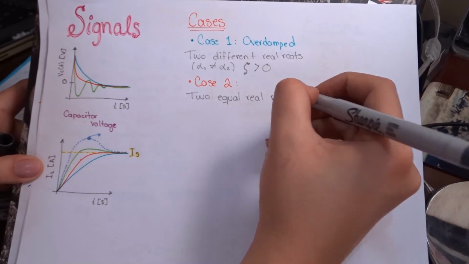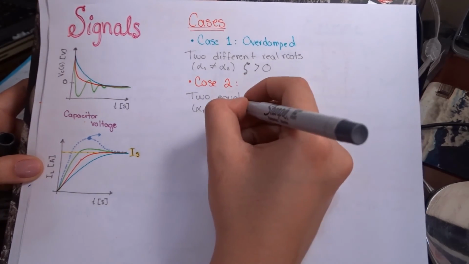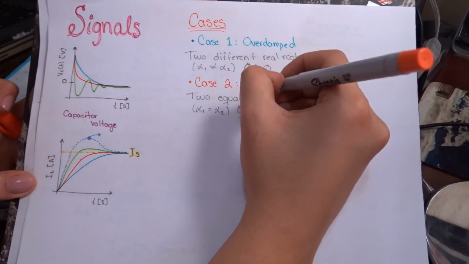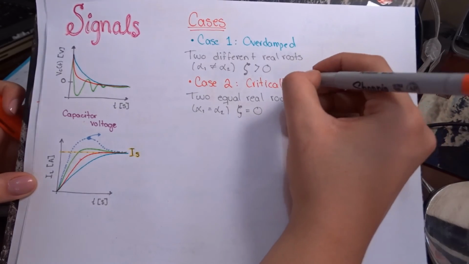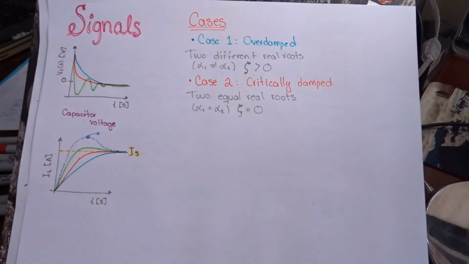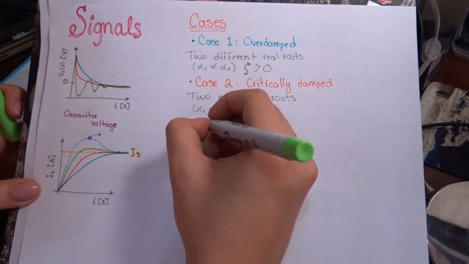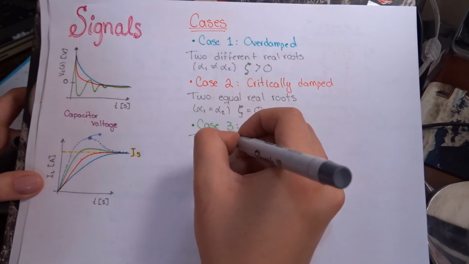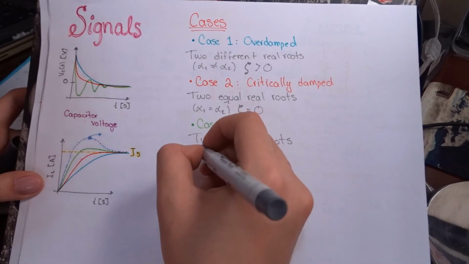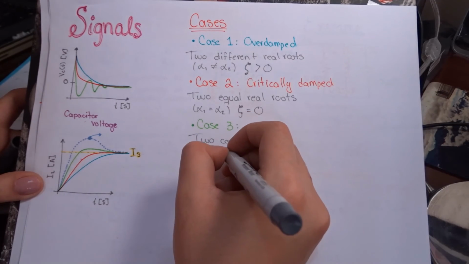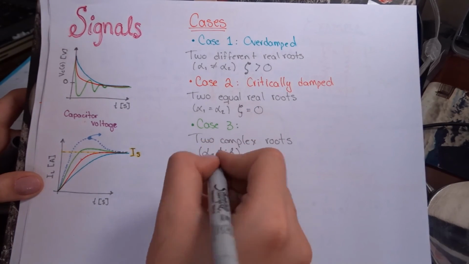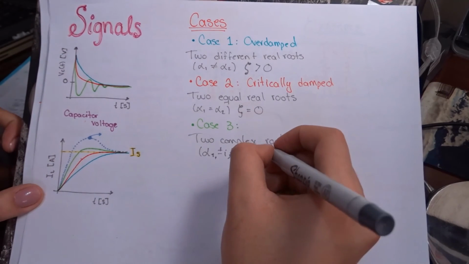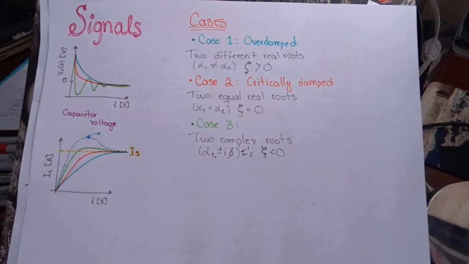Case number 2. There are 2 equal real roots. Alpha 1 and alpha 2 are equal, and zeta equals 0. This case is called critically damped. Finally, we have case 3. There are 2 complex roots. Alpha 1 and alpha 2 are added up to an imaginary part. Zeta is below 0 and it is called underdamped.